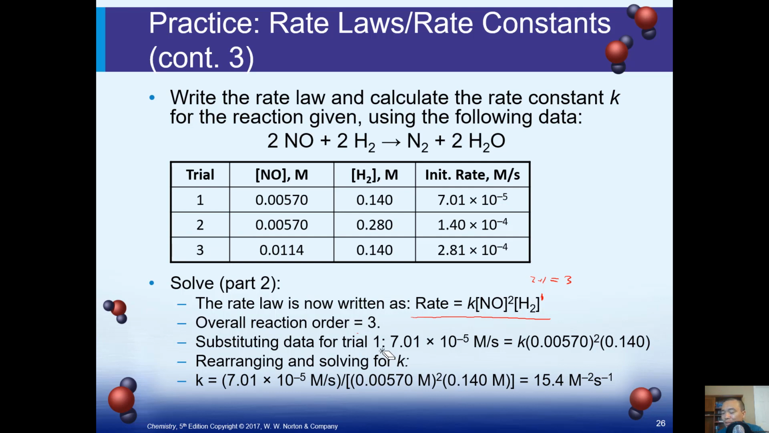And we substitute the data for any trial. For example, if you substitute trial number 1, that's the whole set of data: the rate, the concentration of NO, then the concentration of hydrogen, we can calculate k, which is determined to be 15.4 M^-2 per second. So far, through 2 examples, we have gone over the details of how to experimentally determine the rate law.